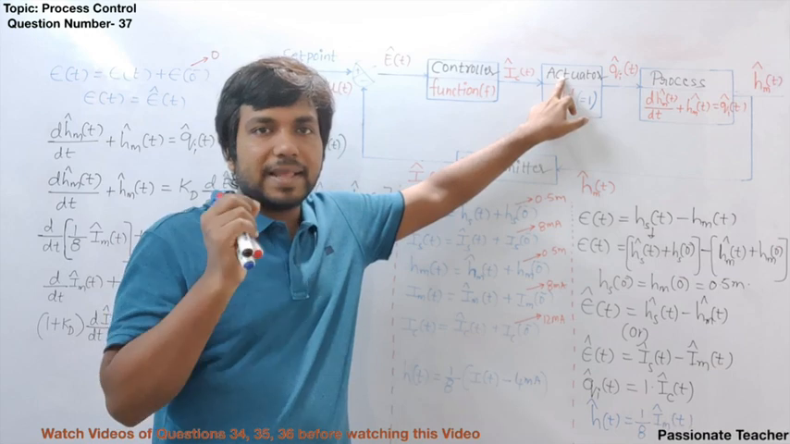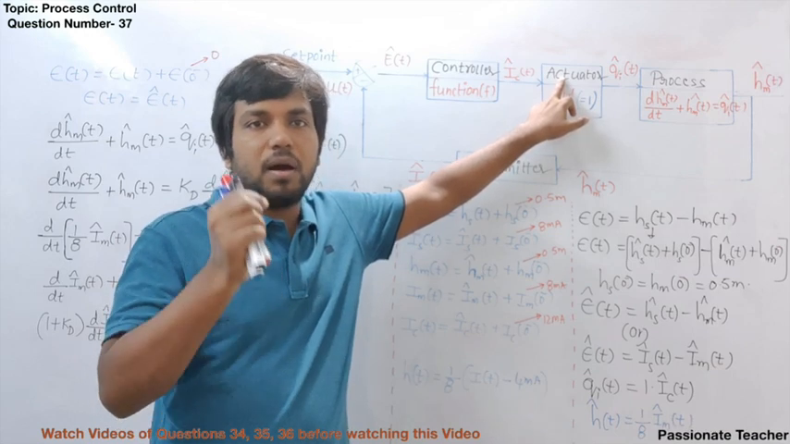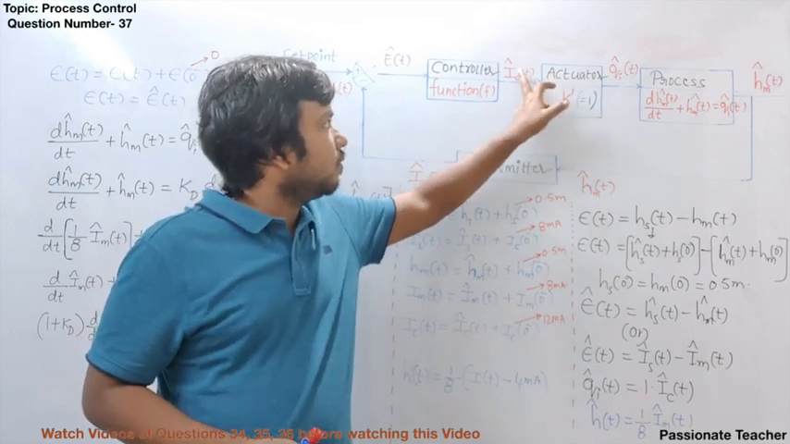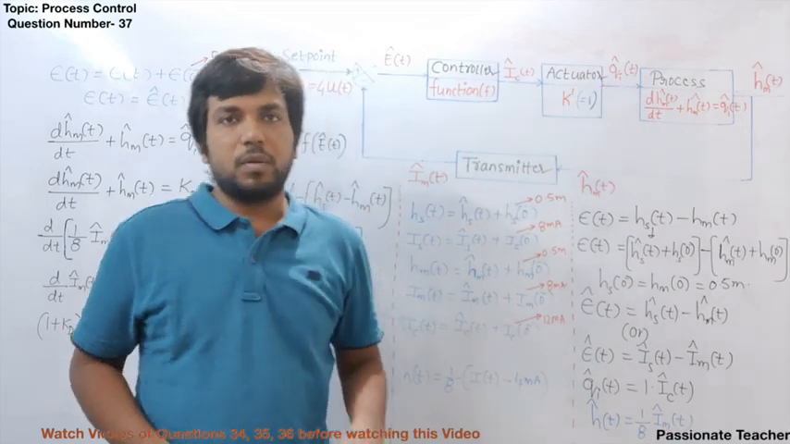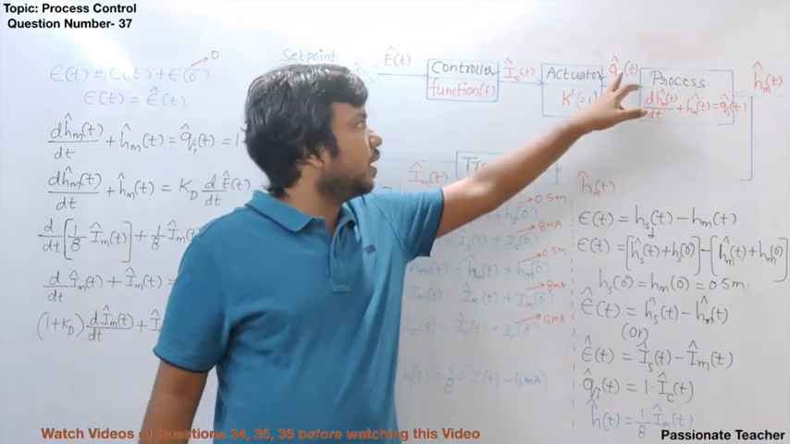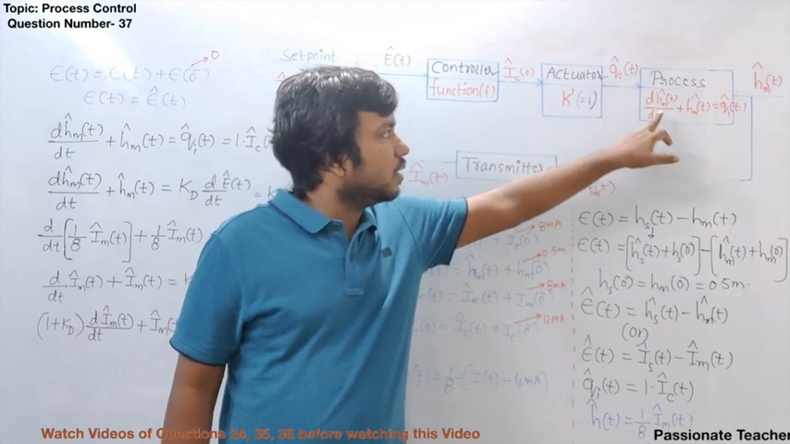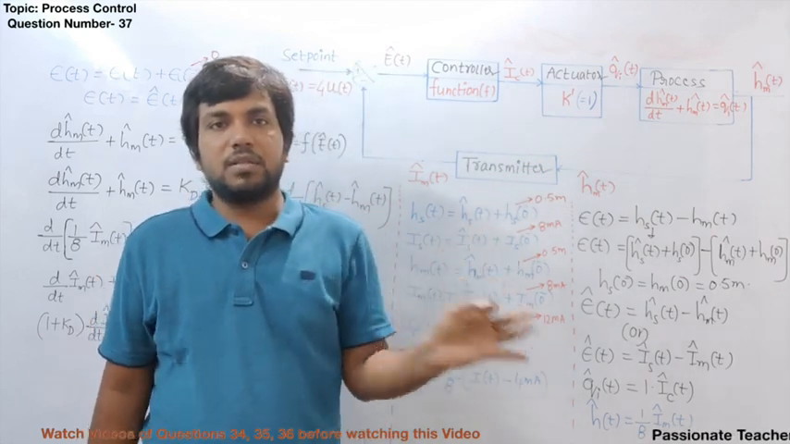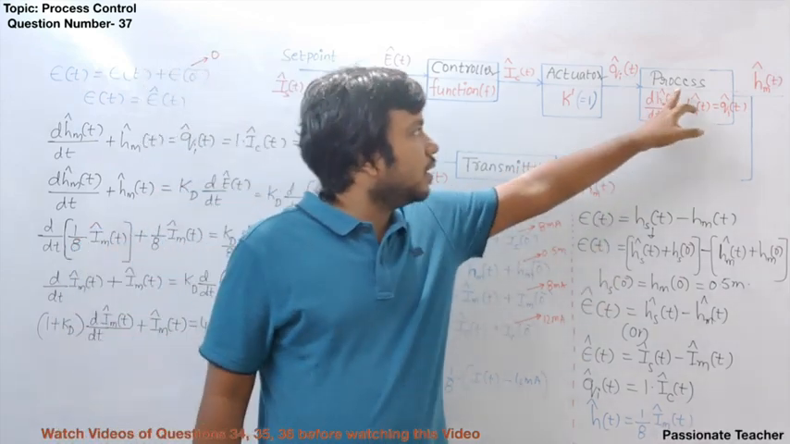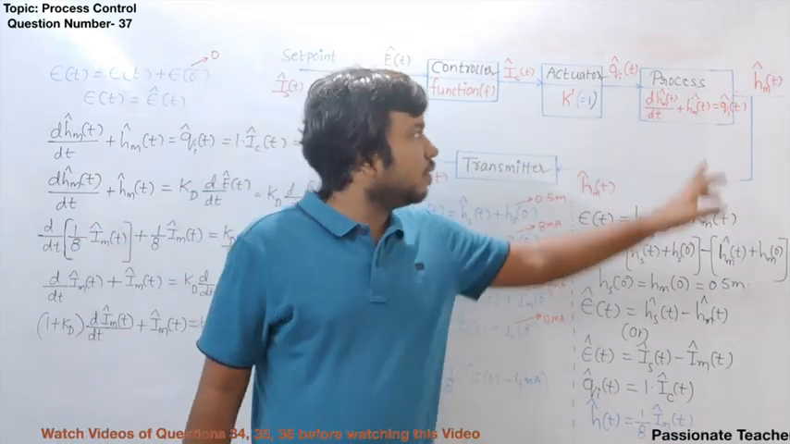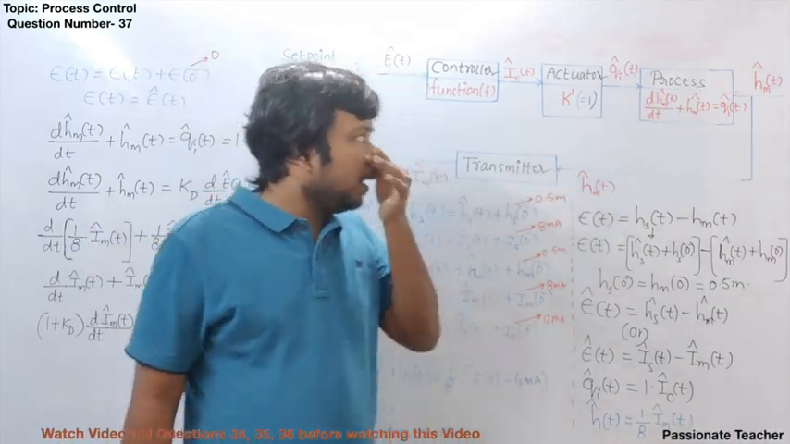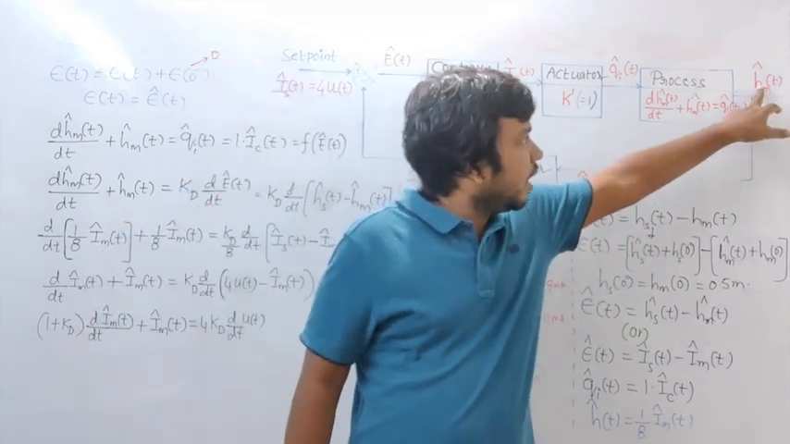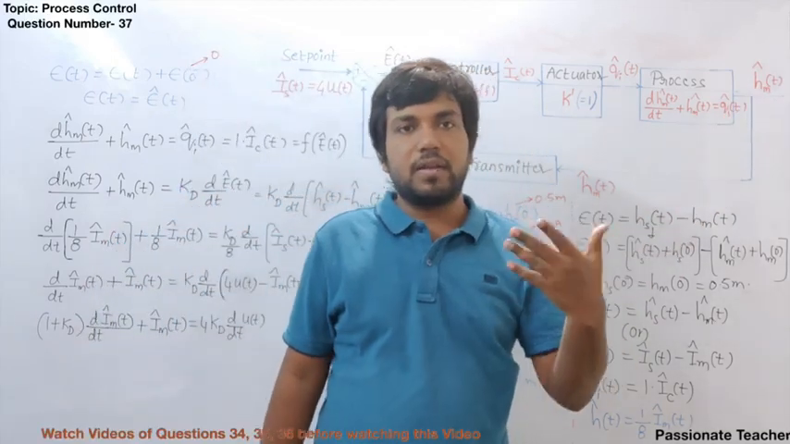I told you that it is an electrically operated valve. The actuator converts this into water flow, that means it will change the fluid flow rate, and when the fluid flow rate is changed, the water level will change. I have been explaining for the past 3 videos that this liquid level process is a first order system. Ultimately, the water level in the tank should reach the desired value.